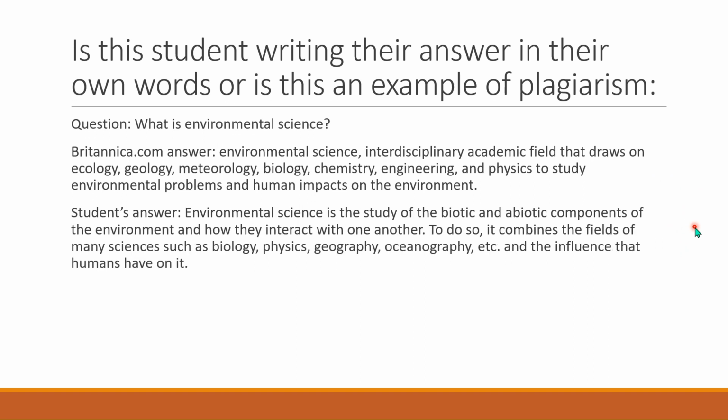Let's revisit this again. Here the student read the textbook and they came up with their own answer for what environmental science is, and probably a better answer at that. The answer they provided is environmental science is the study of the biotic and abiotic components, that means living or non living components, of the environment and how they interact with one another. To do so, it combines the fields of many sciences such as biology, physics, geography, oceanography, etc., and the influence that humans have on it.